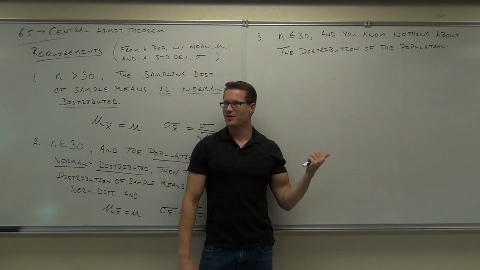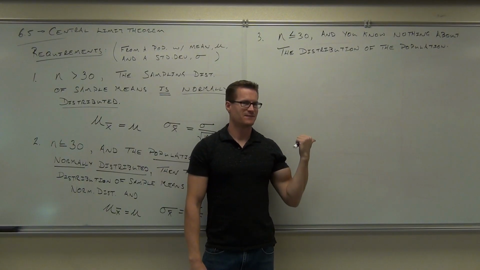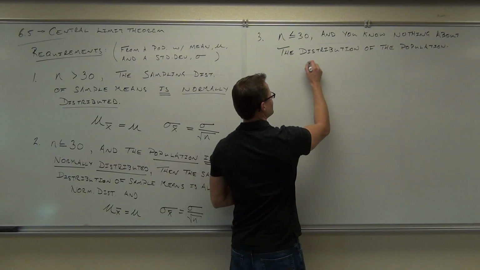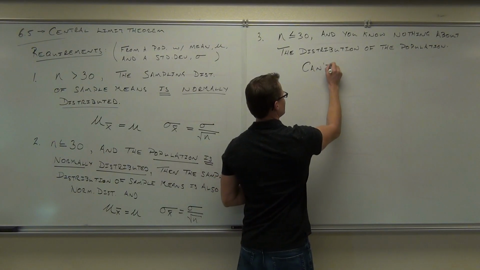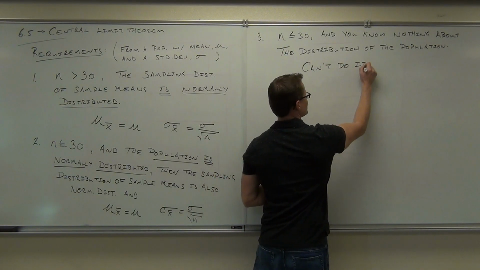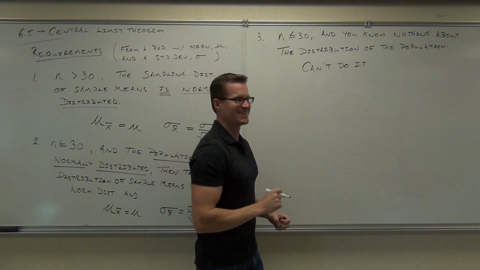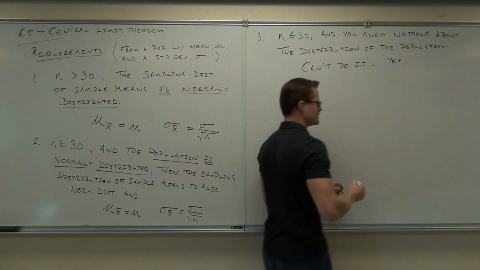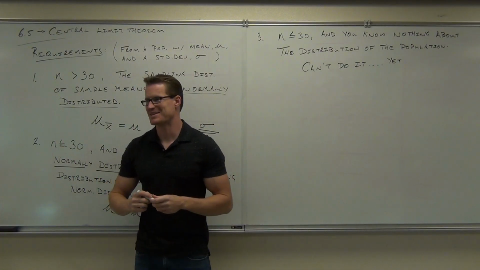If the population is not normally distributed or you don't know anything about the population, this is actually going to be your favorite one. You know why? You can't do it. Please give me 10 of those on the test. You can't do it yet. Okay, maybe not 10 of those on the test anymore.